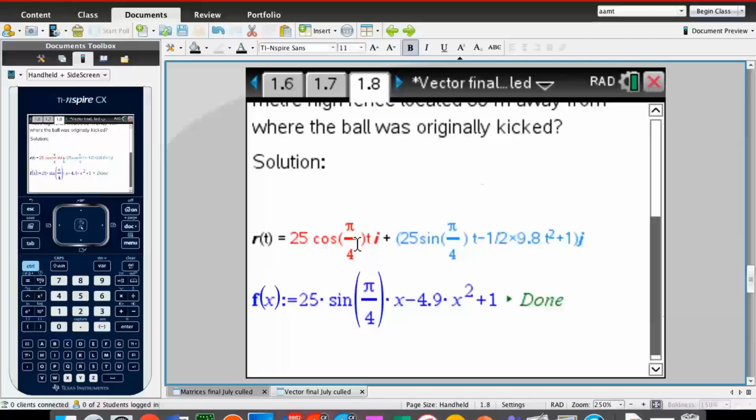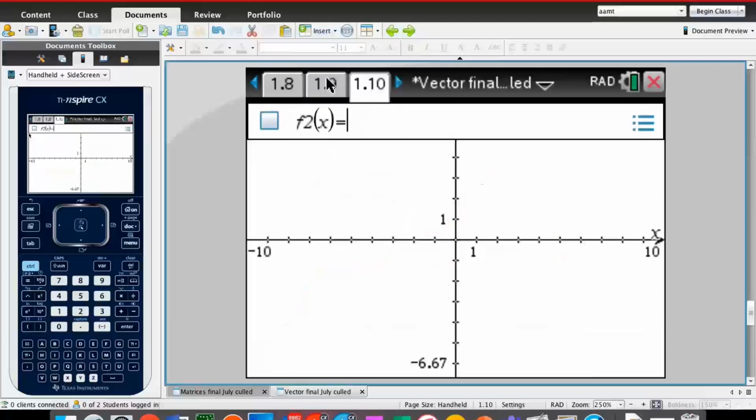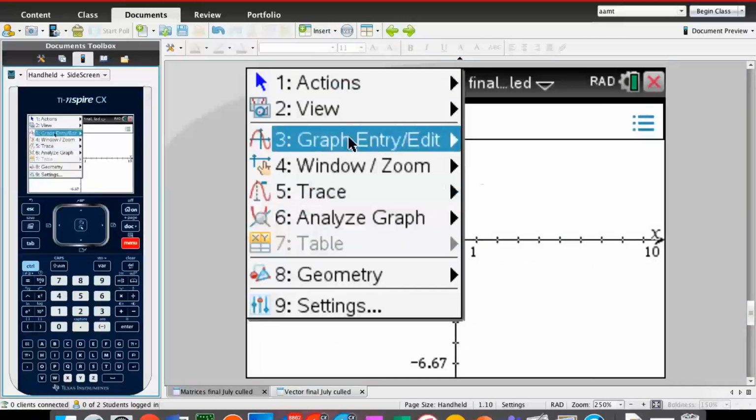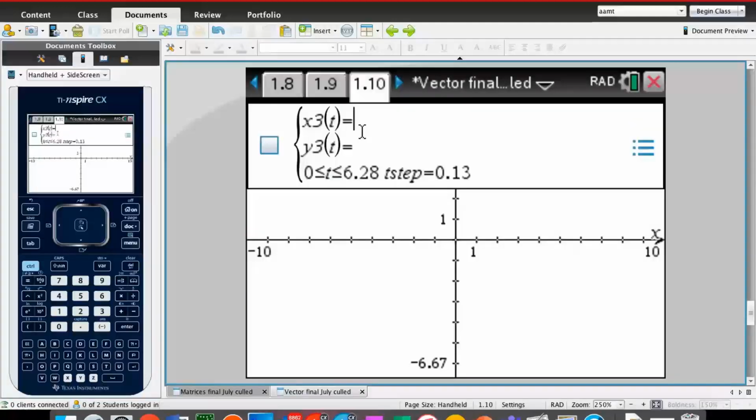But I wanted to show you what you can do with parametric equations. So if we go to a new page and enter in, I've already entered this in, but we would go to, show you quickly, a graphs page and menu, and then graph edit. And we'd want parametric, so we have to put these in terms of the x and y and using t. So I'll just show you what that looks like.